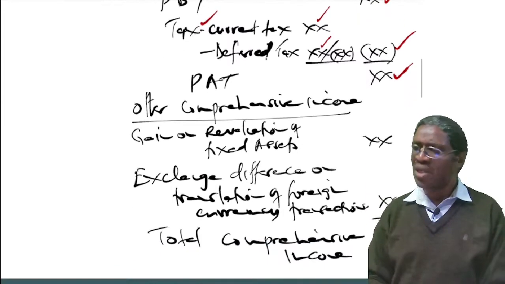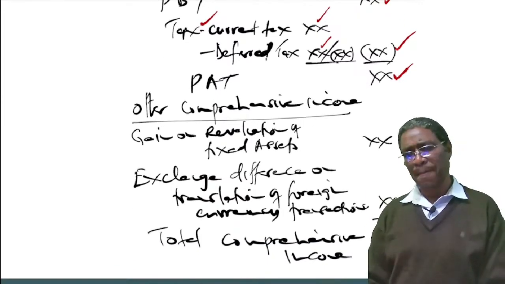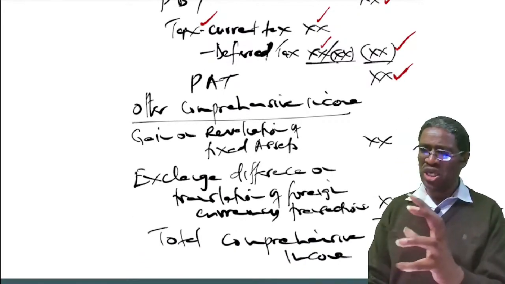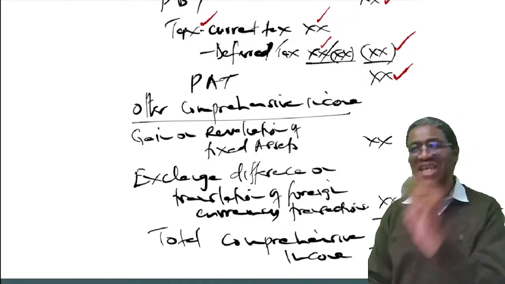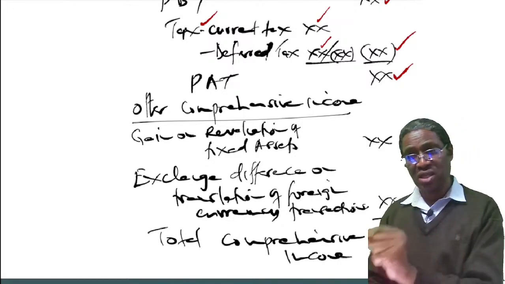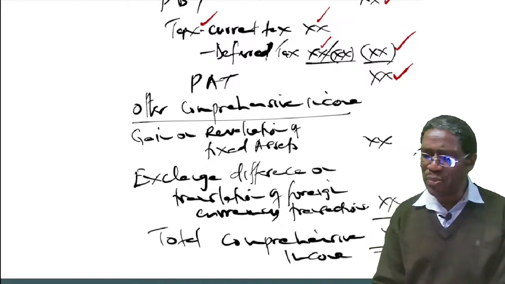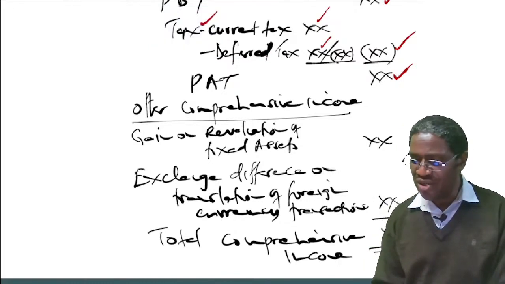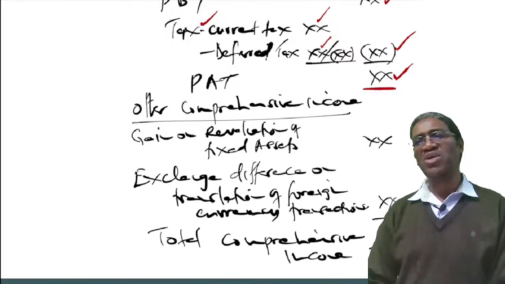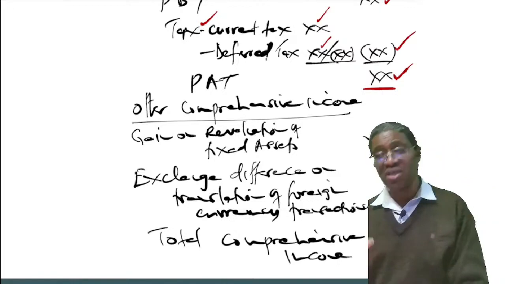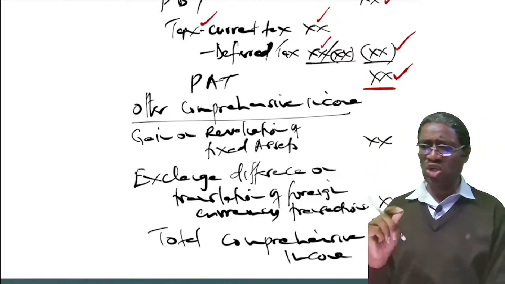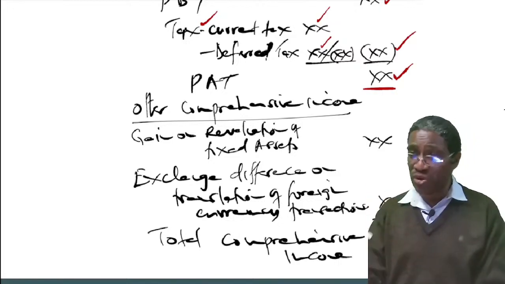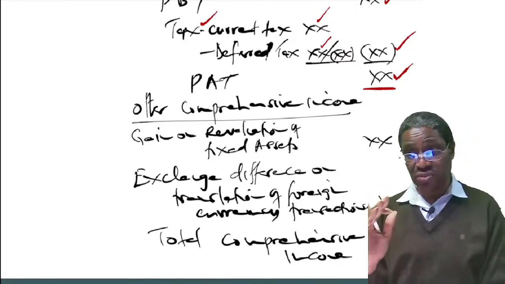Good. Then I told you, now listen. I told you, if the question tells you to prepare an income statement, then once you get the profit after tax, we said you stop there. Once you get the profit after tax, you stop there. That is ideally the income statement, or what you can call the statement of profit or loss for publication.